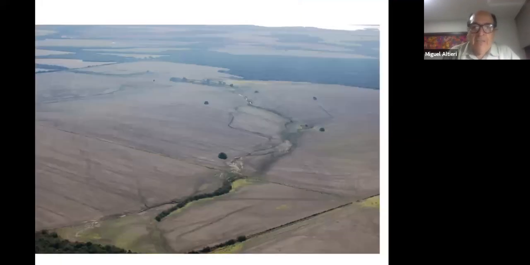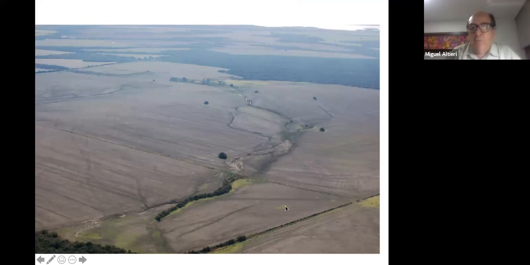And then just the last example I wanted to give you, that this can happen at very large scale. This is an abandoned soybean farm, transgenic soybean farm in Argentina. You can see the erosion and the destruction of the waterways and the contamination of waterways and so on.